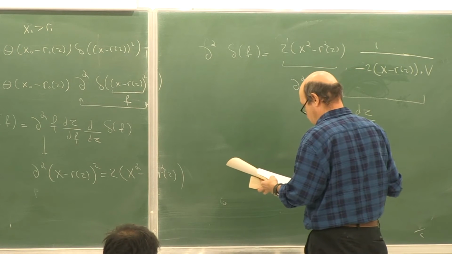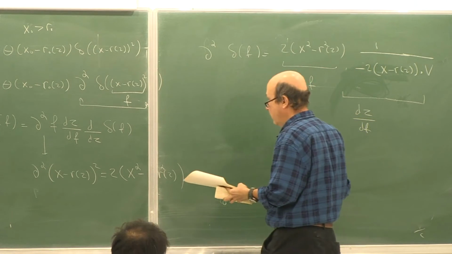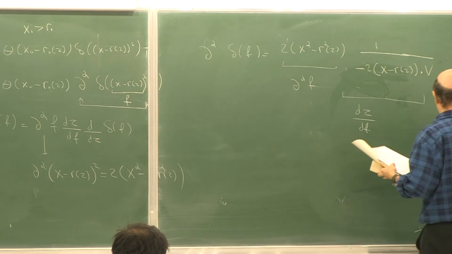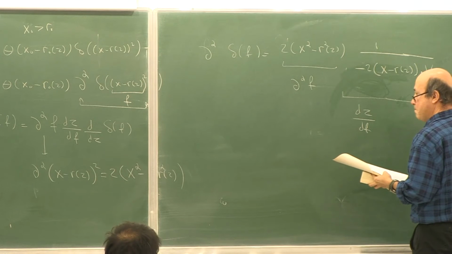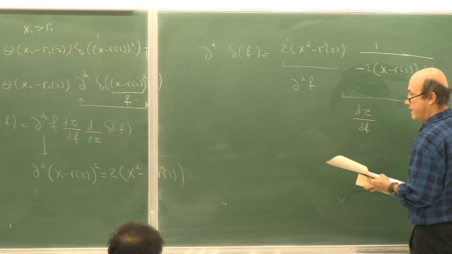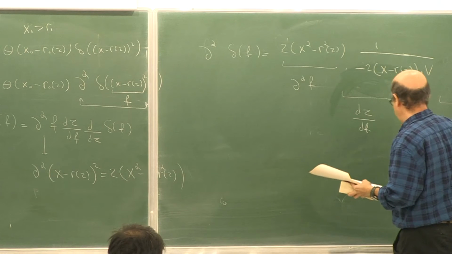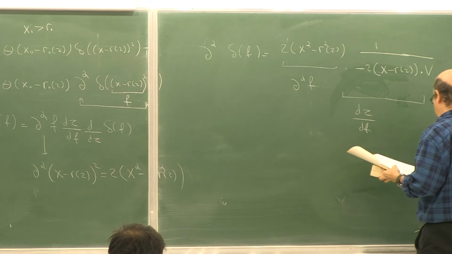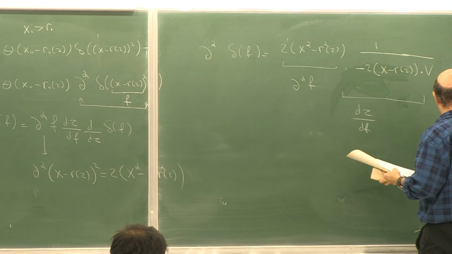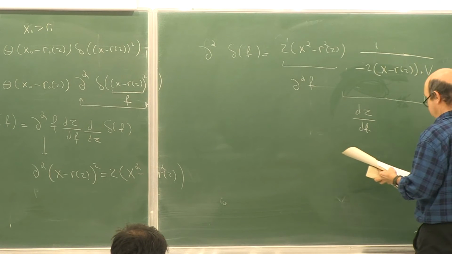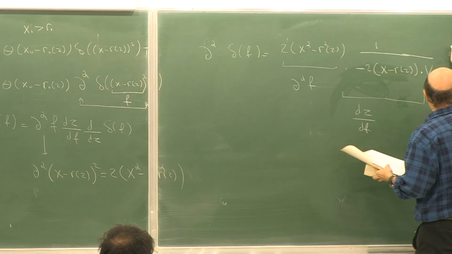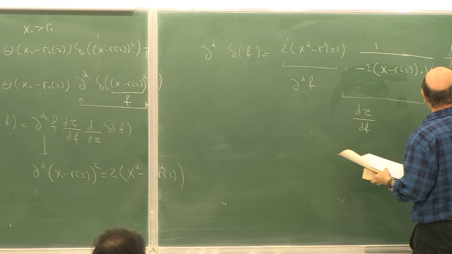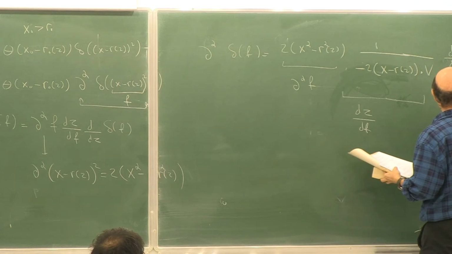And the leftover term will be d over d tau of delta f. Oh, here it is. So d over d tau of delta f.